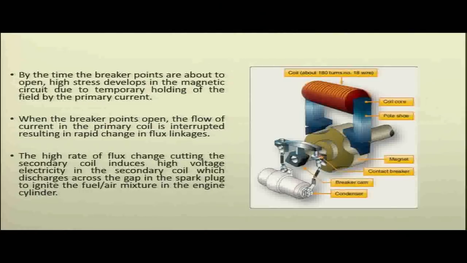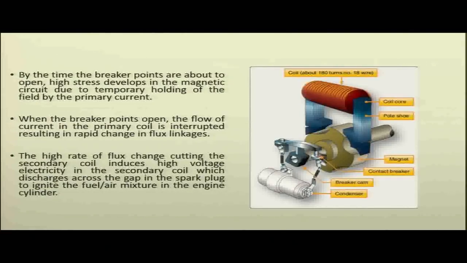When the breaker points open, the flow of current in the primary coil is interrupted, resulting in a rapid change in flux linkages. Because of this high rate of flux change, which is cutting the secondary coil, a high voltage is induced in the secondary coil, which discharges across the gap in the spark plug to ignite the fuel air mixture in the engine cylinder.